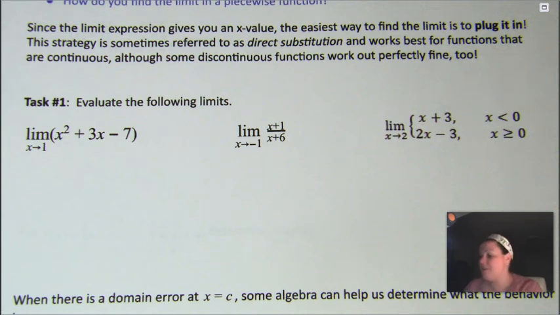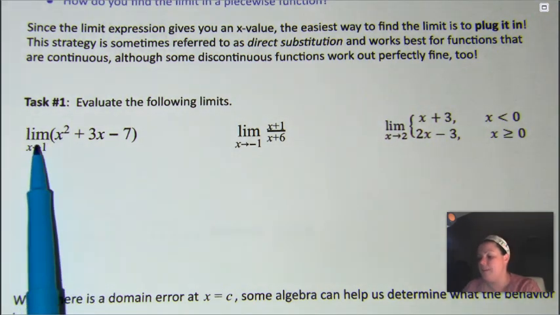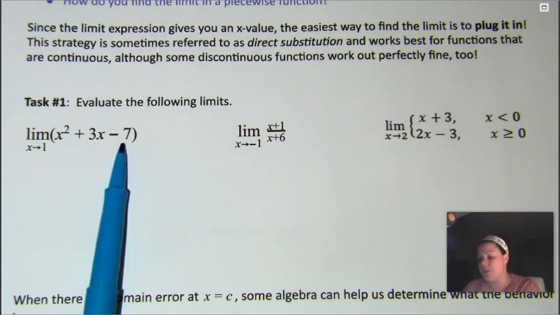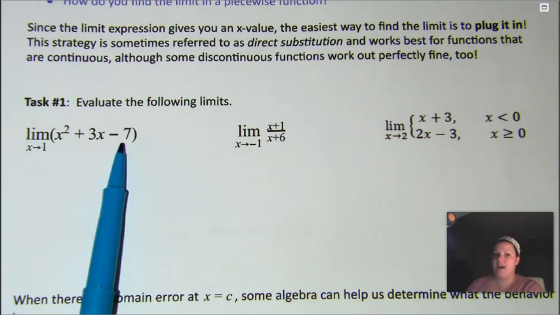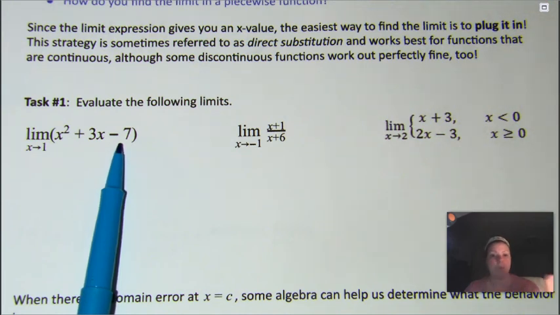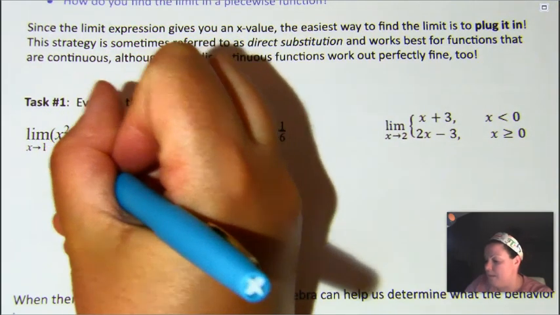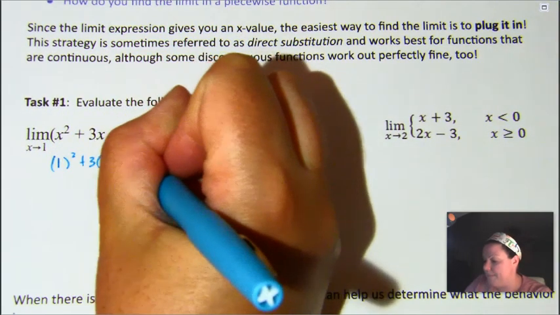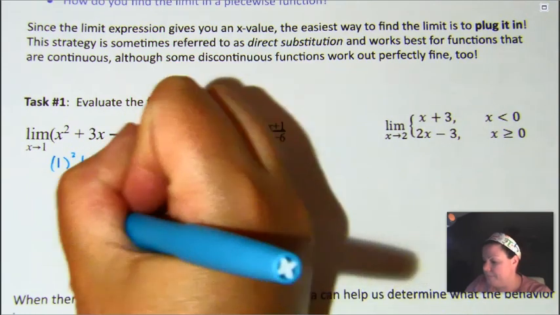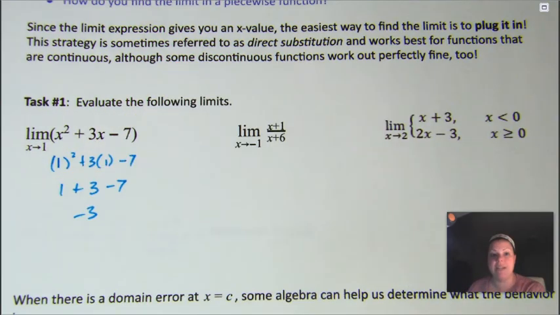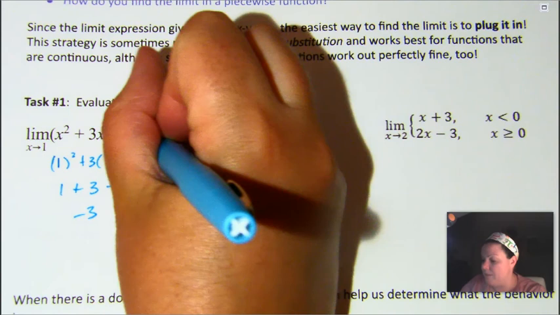So for the very first task, where the limit as x approaches 1 of this quadratic function, since quadratics are continuous on their domain, they really don't have any holes or asymptotes or anything weird that goes on with them, we can just plug in x equals 1 and find the y coordinate for it. And that'll also tell us what the limit's going to be. So we're just going to plug in 1 squared plus 3 times 1 minus 7. And we get a grand total of negative 3. So that's going to be our limit. It's just negative 3.